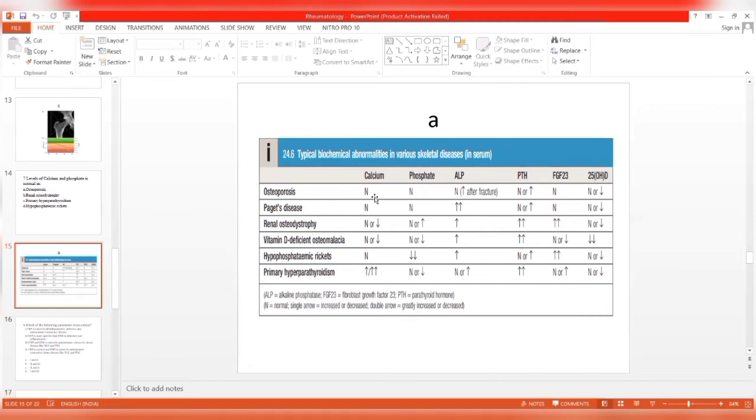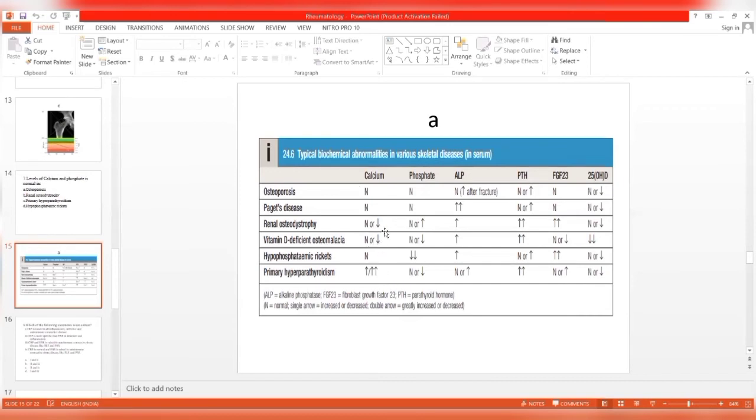So renal osteodystrophy: calcium will be normal or reduced, phosphate will be normal or increased, and ALP is slightly increased. In case of Paget's disease, what happens? As I told earlier, there will be increased metabolism of the bone, and there will be so much increase of the ALP. But in case of renal osteodystrophy, there will be a slight increase. Okay. Next is vitamin D deficient osteomalacia.